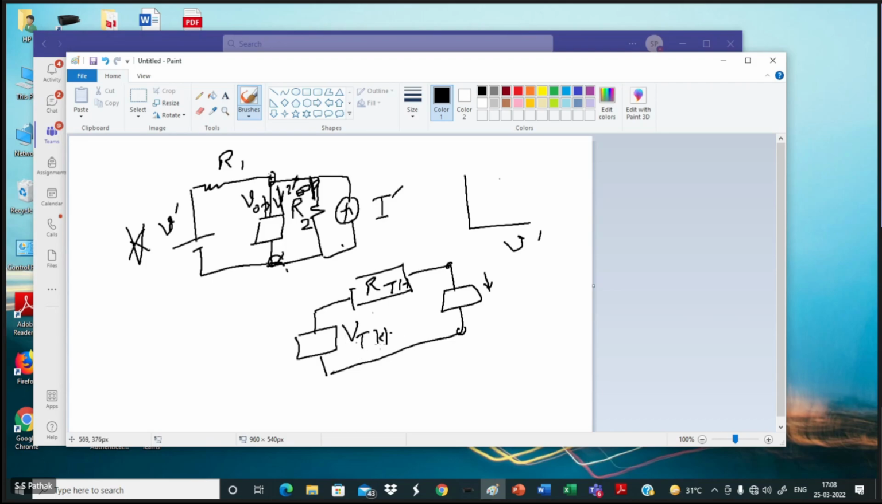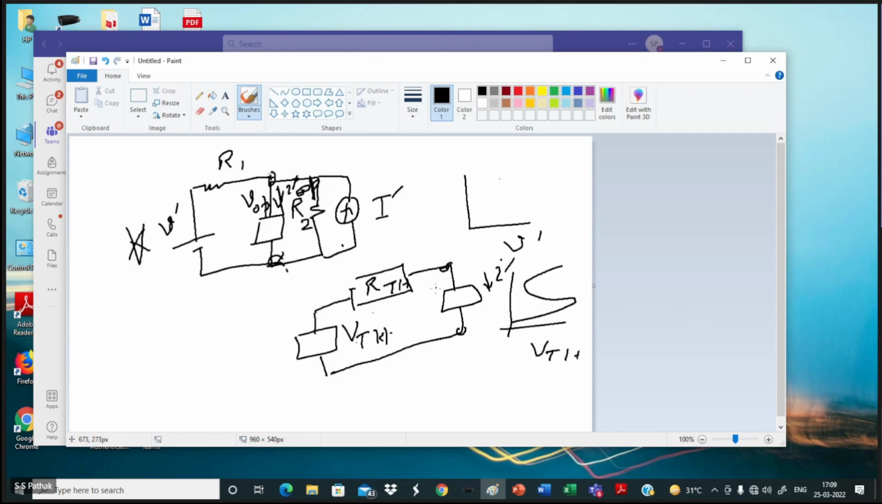What is the value of VTH? That will be changing the voltage here. So you'll be finding here VTH versus I dash, and that plot will be something like that. It will be changing according to that. Can you do it now?